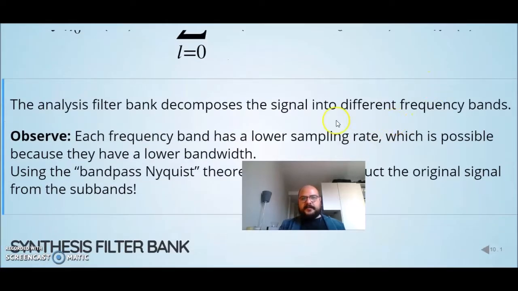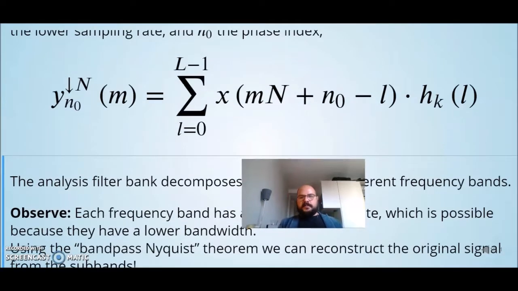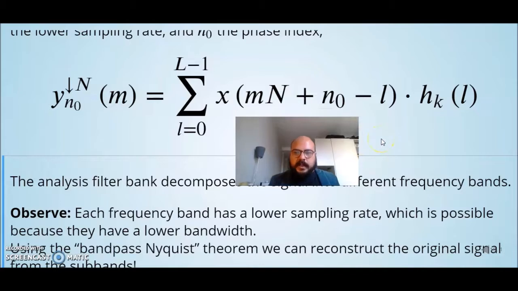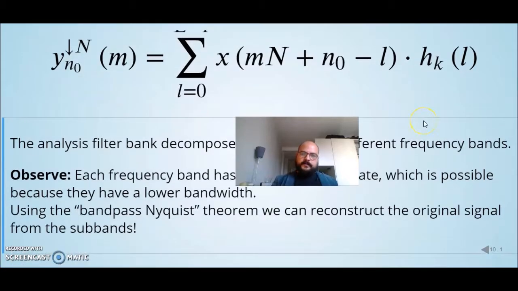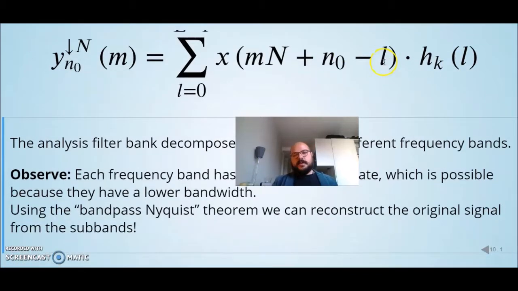So the analysis filter bank is decomposing the signal into different subbands with different frequency bands. Each frequency band has a lower bandwidth and has a lower sampling rate. Later on, we can use the bandpass Nyquist theorem, and we can reconstruct the original signal from these subbands.